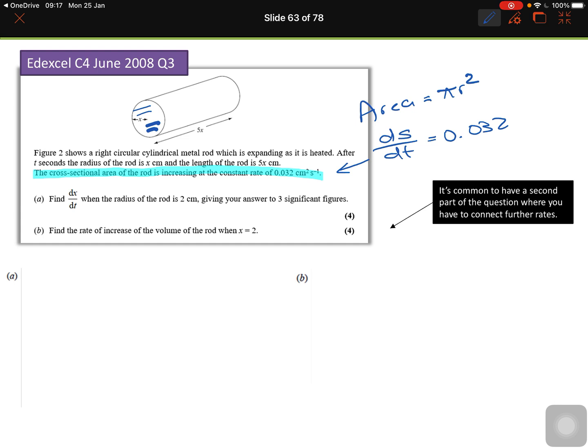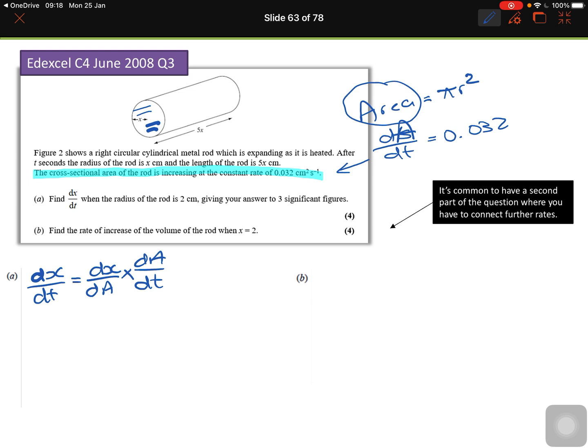I've now got to find, the first part is dx/dt when the radius of the rod is 2 centimetres. So this is where we set up our relating rates of change. dx/dt equals, well, I know dx is going to go here, and I know dt is going to go there. My missing part at the moment is my area, my surface area. So let's change this to an A so it all matches up easier. That means dA needs to go into those spots there.